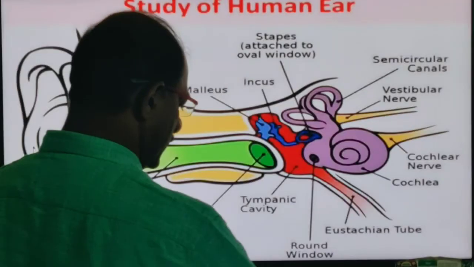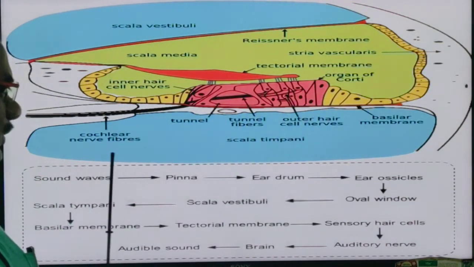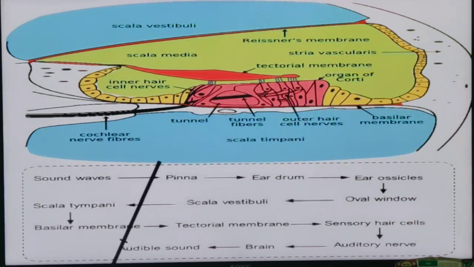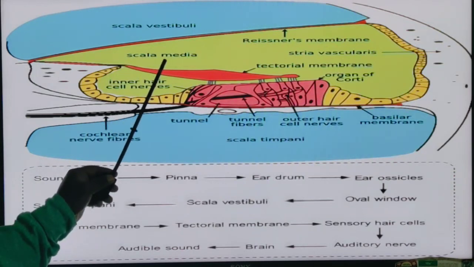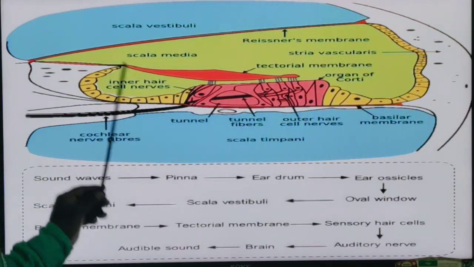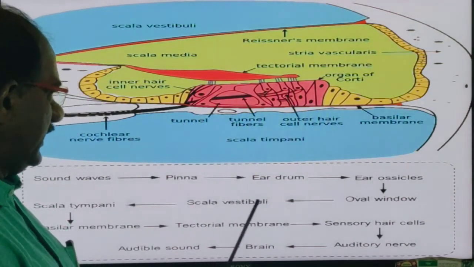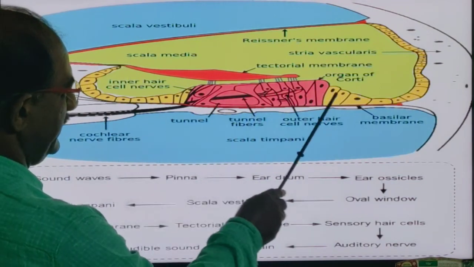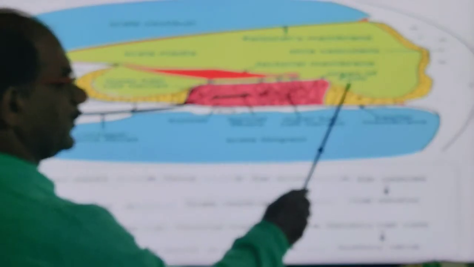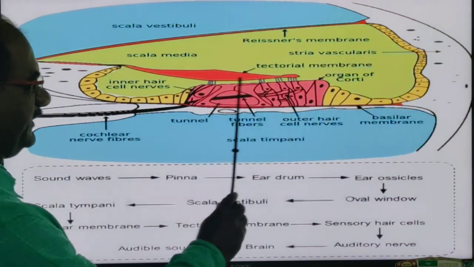The detailed structure of this cochlea is seen in this figure, particularly the cross section. If you take a cross section of the cochlea, it consists of scala vestibuli, scala media, and scala tympani. The cochlear nerve fiber is present in this region, and the organ of Corti, the hearing organ, is present here in this fashion.